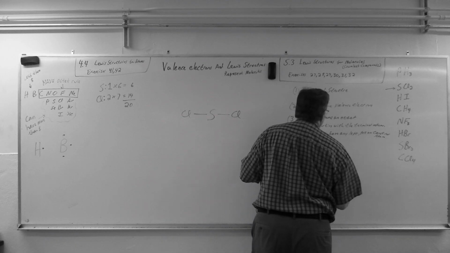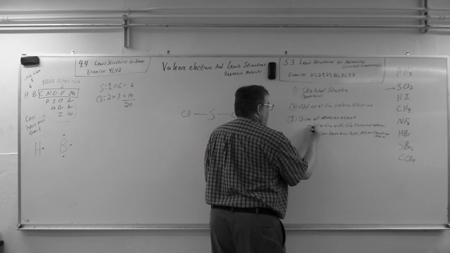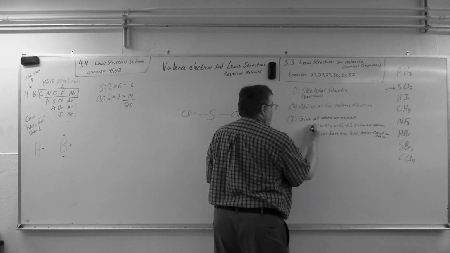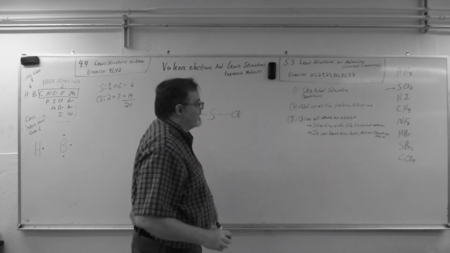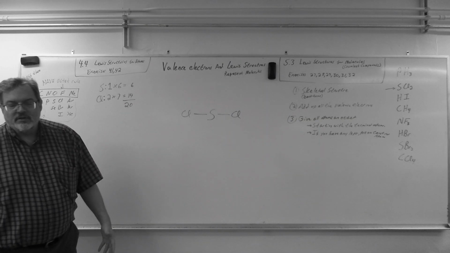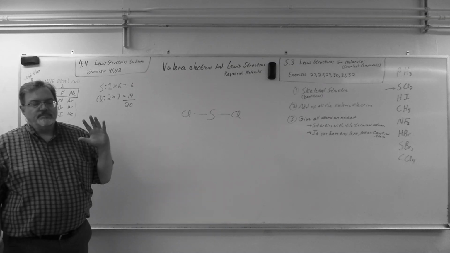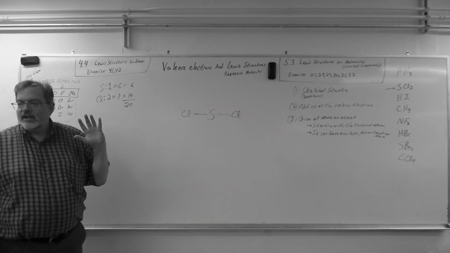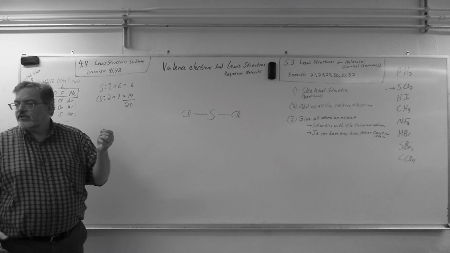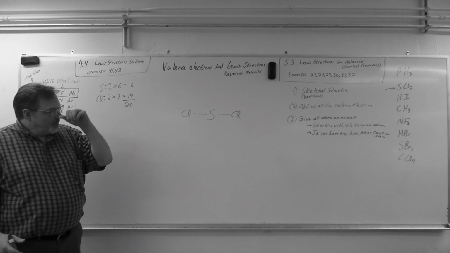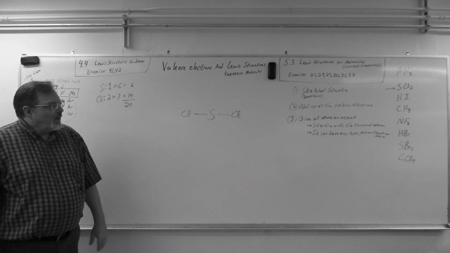If you have any electrons left after doing this, then you start putting them on the central atom. And when I say add electrons, add them as pairs. When you have a complete Lewis structure, you should have all the electrons paired. There should be no single electrons anywhere. So I got my backbone.